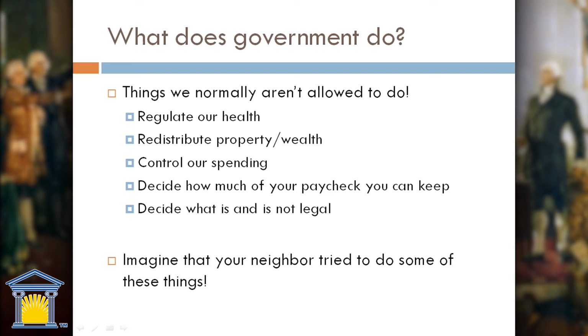The government, broadly speaking, tells us what to do. It decides what's legal and what's illegal. In other words, it's bossing us around, right? And none of this is to attack the government. None of this is to say that the government is inherently good, nor is it to say that the government is inherently bad. Rather, the point here is to illustrate that the government does things which only the government is allowed to do, right? Imagine that somebody else tried to tell you how much of your paycheck you're allowed to keep.